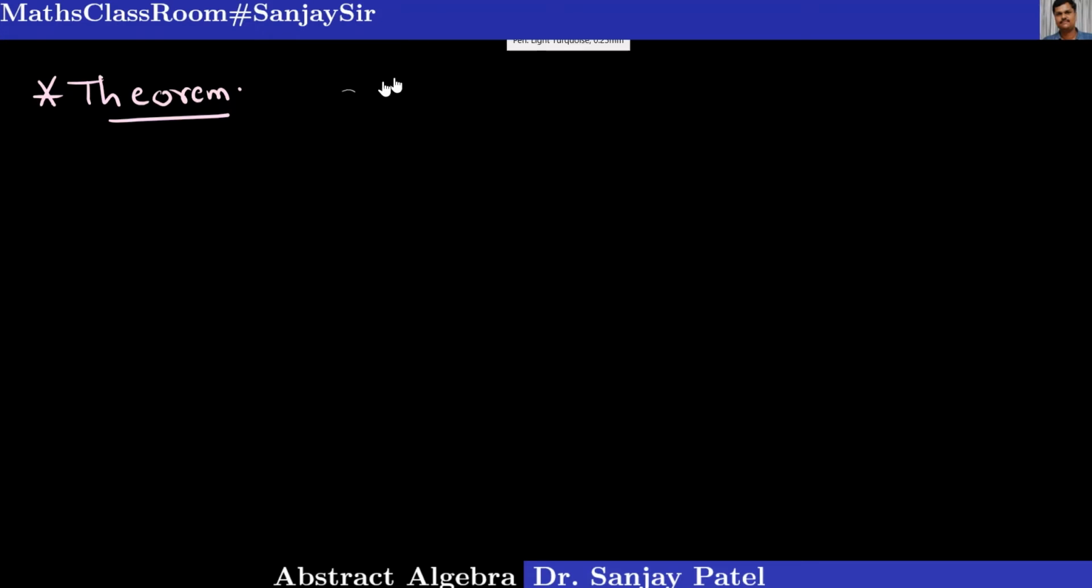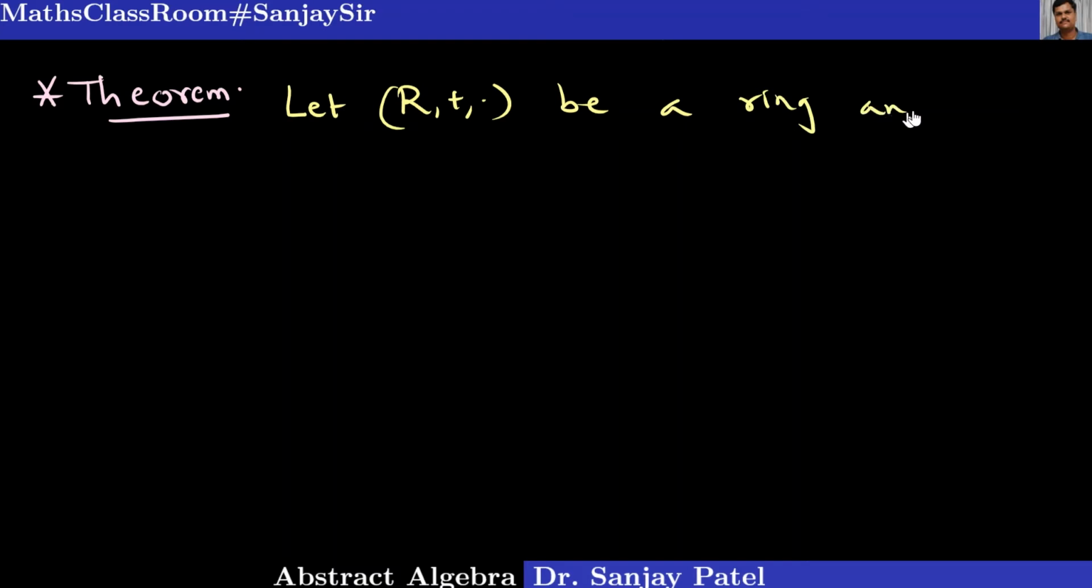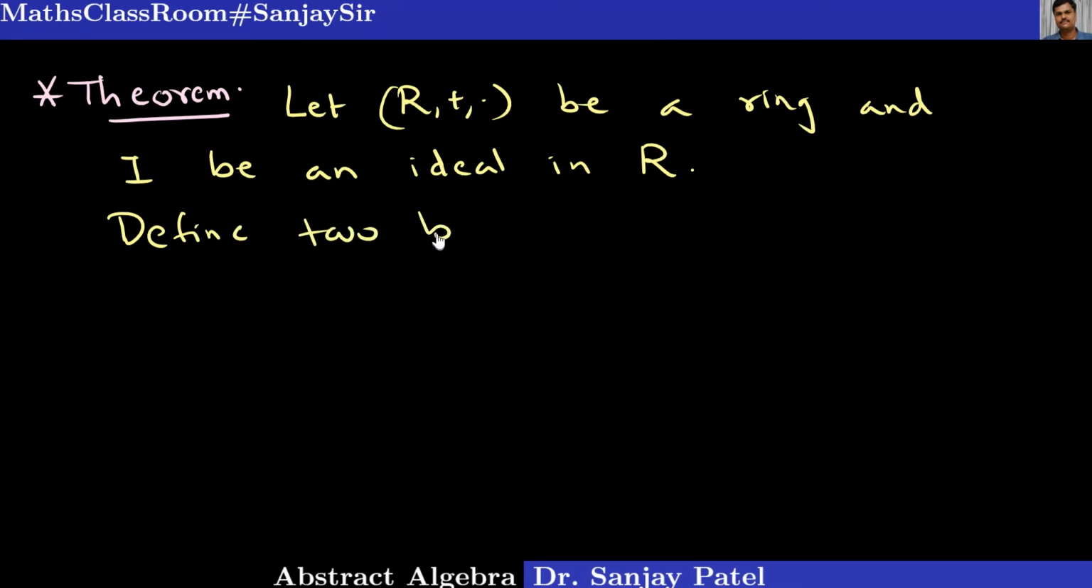Let R plus dot be a ring and I be an ideal in the ring R. Okay. Then we define two binary operations.